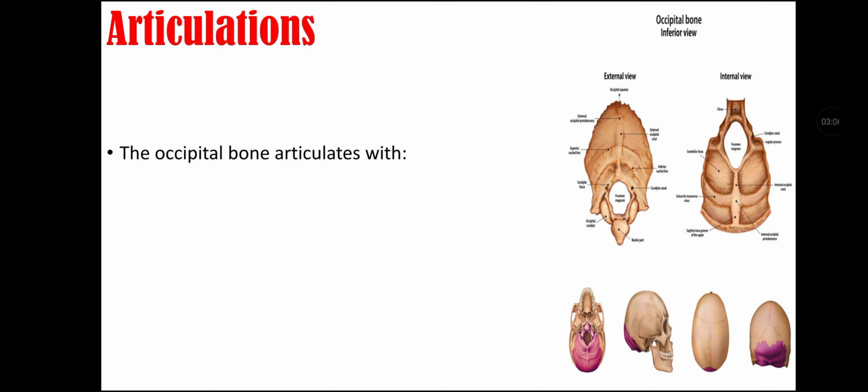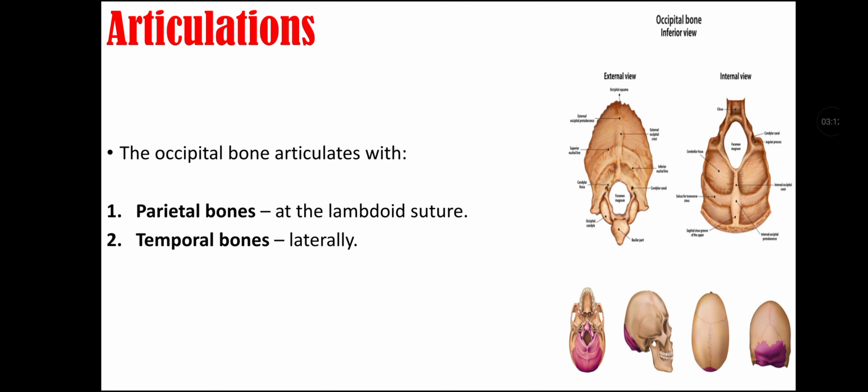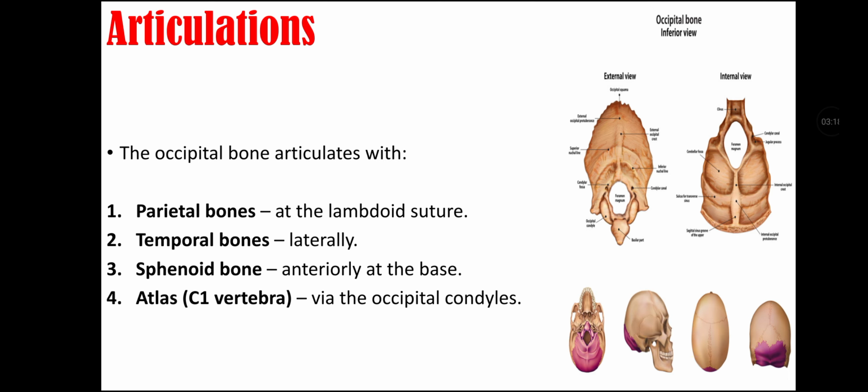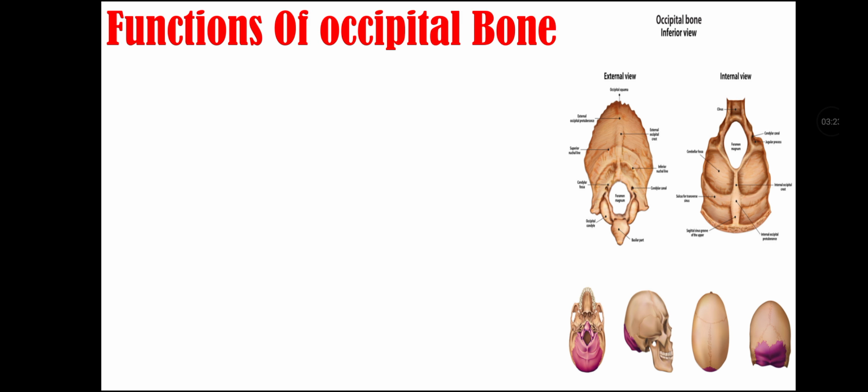Articulations of occipital bone. Occipital bone articulates with parietal bone at the lambdoid suture. It articulates with temporal bone laterally. It articulates with sphenoid bone anteriorly at the base region. And it also articulates with atlas, that is C1 vertebra, through the occipital condyles.